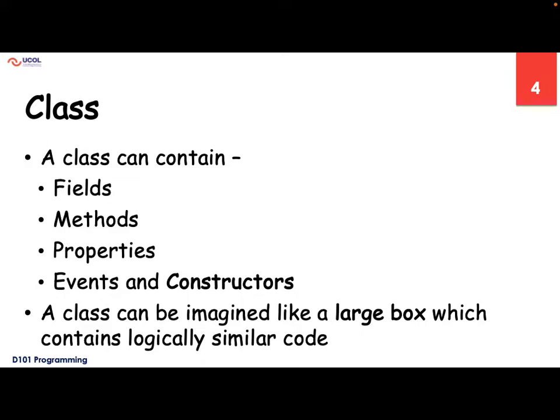Then we have the properties. Properties are more like a method, but they look like a field. That's a bit strange, but actually they are methods which help us to identify. We will give an example, then it will be much more clear. Then we have the events and constructors.